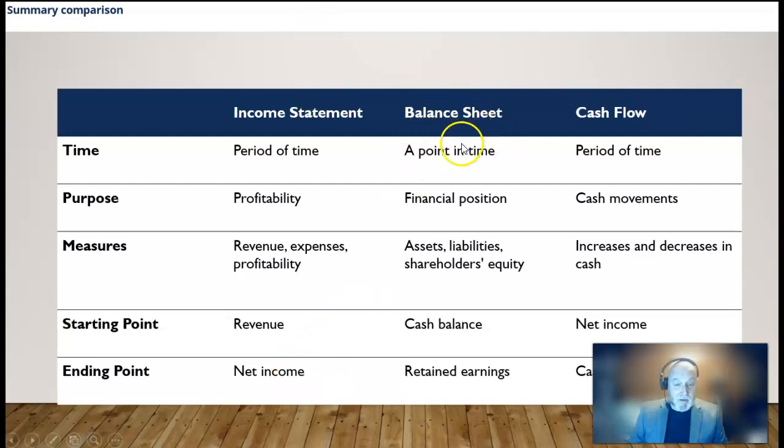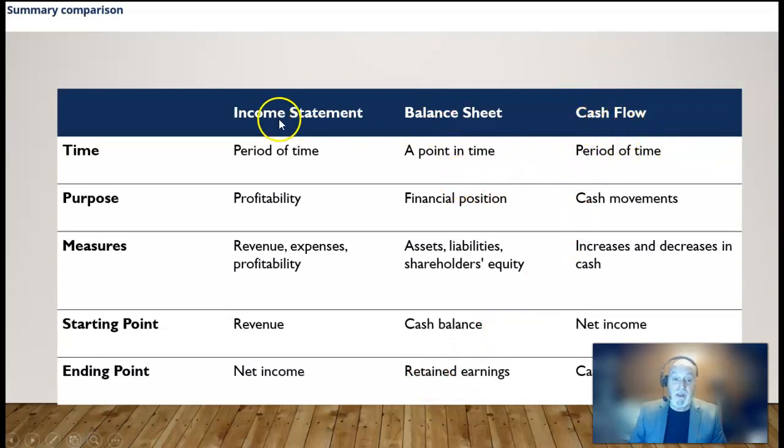A balance sheet, however, is very different. It's the financial condition of a company at a specific point in time. So instead of saying for this period of time, it says as of December 31st, this is the financial condition of the company. Its purpose is to talk about its financial position. We look at assets, liabilities, and shareholders' equity, the three components that go into a balance sheet. The starting point is basically the cash balance, and the ending point is retained earnings. In other words, of the money that we make, how much do we retain in the organization, not distribute. So that's a balance sheet. We're going to take a little closer look at that.